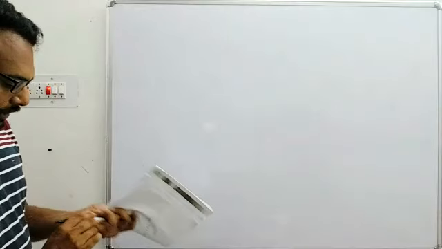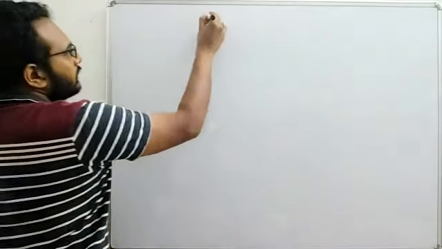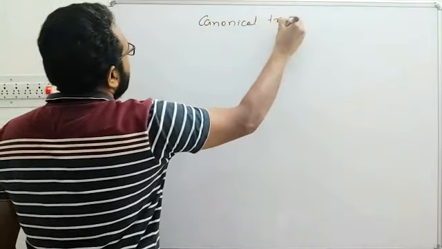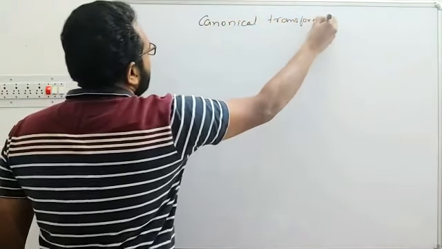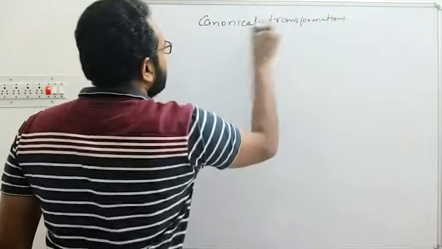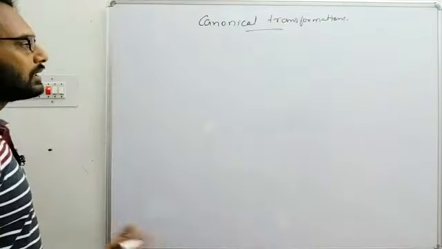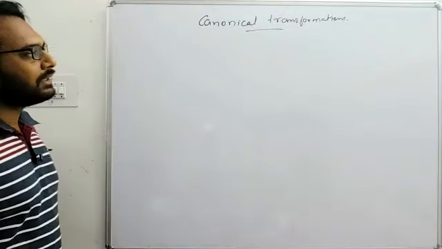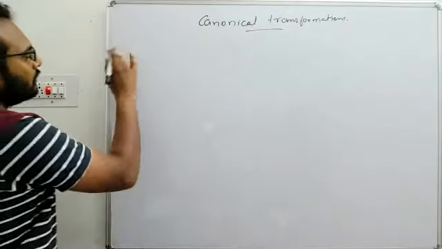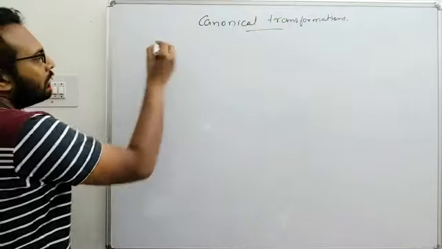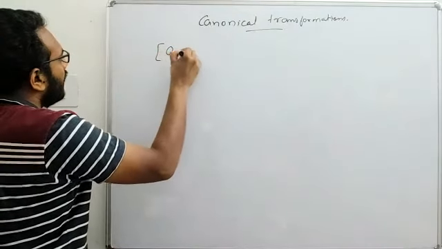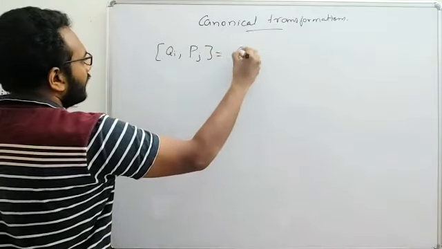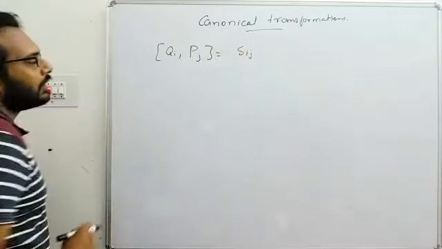Okay, so we were talking about canonical transformations. We said that canonical transformations are those transformations which preserve the Poisson bracket conditions. So the fundamental Poisson brackets are preserved. You will have {Qi, Pj} equal to delta ij. These are the fundamental Poisson brackets.